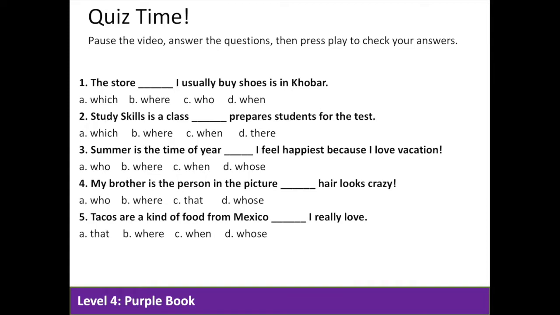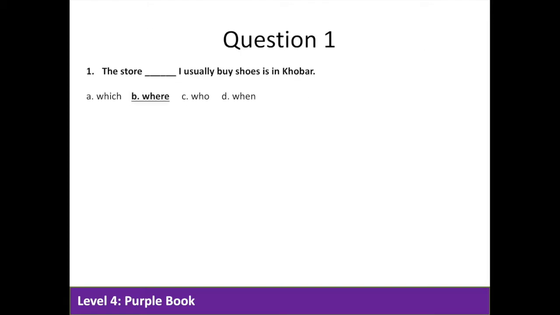Now, let's take a practice quiz. Take a moment to pause the video and answer all the questions. Hit the play button when you've finished, and we'll check your answers. Question 1. The store blank I usually buy shoes is in Cobar. Again, here our adjective clause is describing a location, so B, relative pronoun where, is your answer.